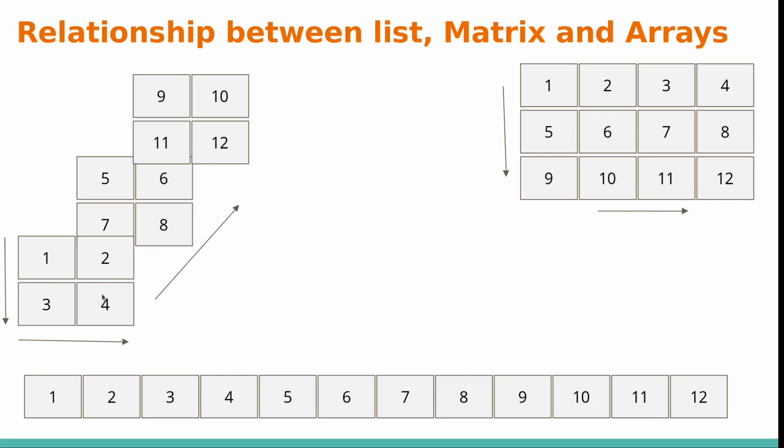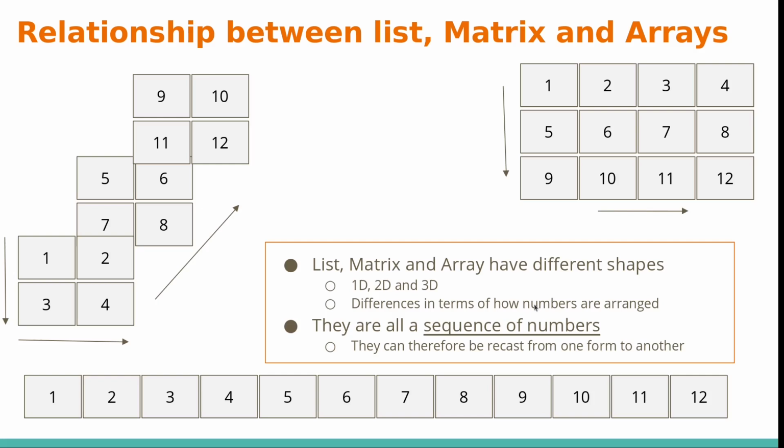All have numbers, the same numbers, 1, 2, 3, 4, 5, 6, 7, 8, 9, 10, 11, 12, but they're all arranged differently. The difference between list, matrix, and array is that they all have different shapes, 1D, 2D, or 3D. And the key difference is just in how these numbers are arranged. What is key to all of these is they're all a sequence of numbers. Therefore, you can recast them from one form to another. In other words, you can take a list, make it into a matrix. You can take a matrix, make it into an array. So you can change the shape, but essentially what you have is a list of numbers.